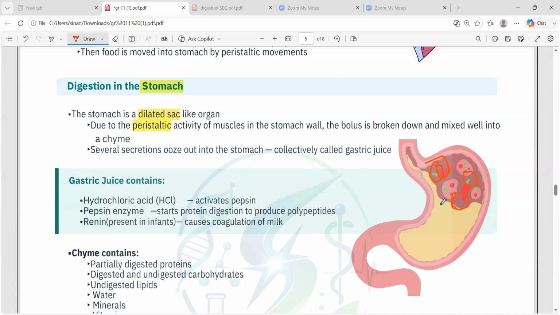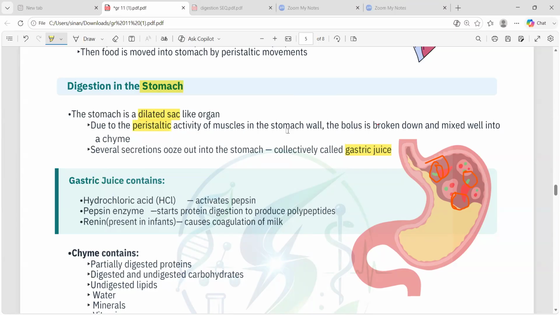The stomach wall secretes a juice called gastric juice. This gastric juice is acidic. Therefore, the acidic gastric juice mixes with the food bolus and forms the chyme. The food bolus and the gastric juice mix and form chyme. So chyme is finally what? It is also acidic.